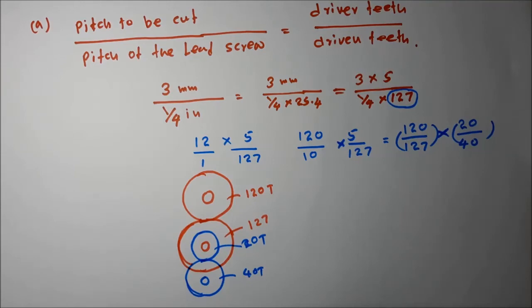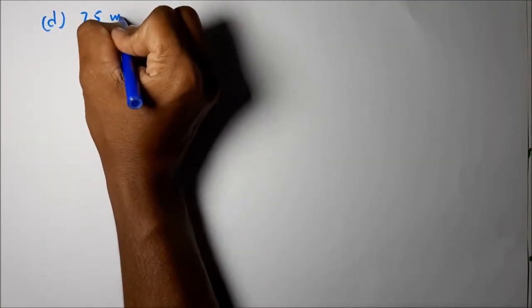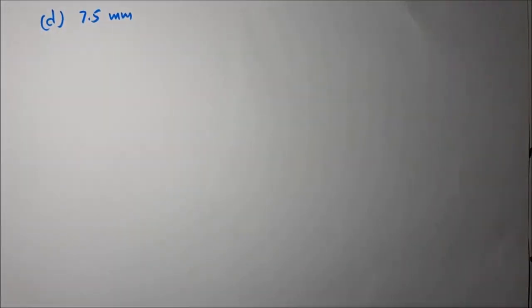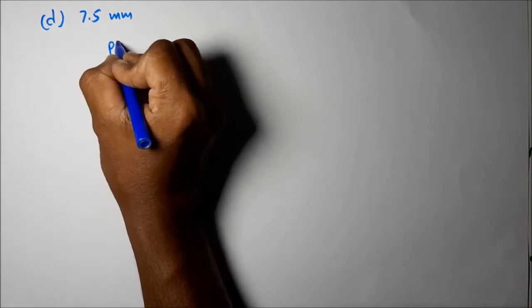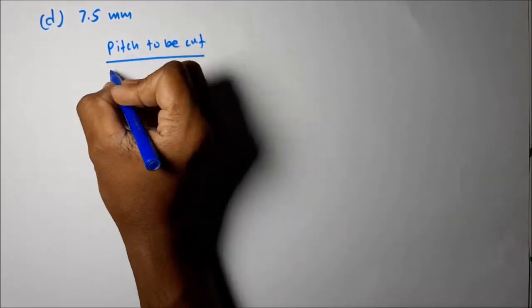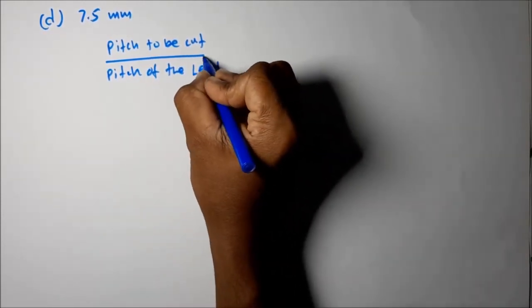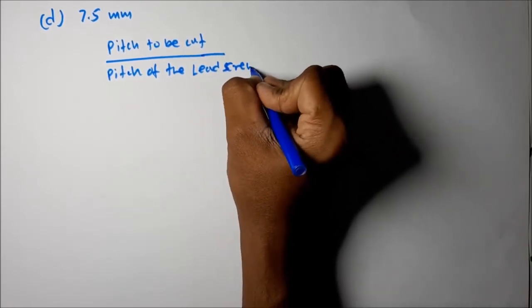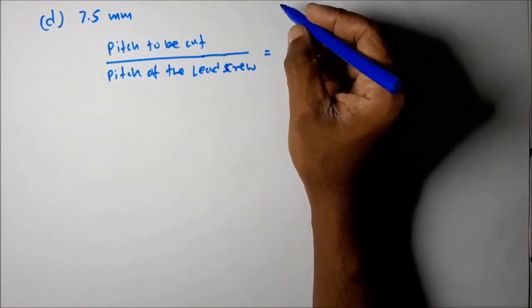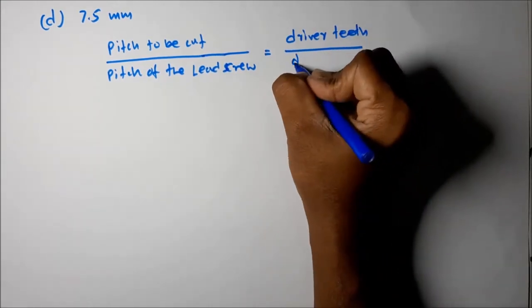Let's take the last one, the 7.5; the other problems you can try at home. Then I will take the last one, D. In D, a 7.5 millimeter pitch has to be cut on an English lathe machine. I mean the pitch to be cut. Pitch to be cut divided by the pitch of the lead screw is equal to driver teeth divided by driven teeth.